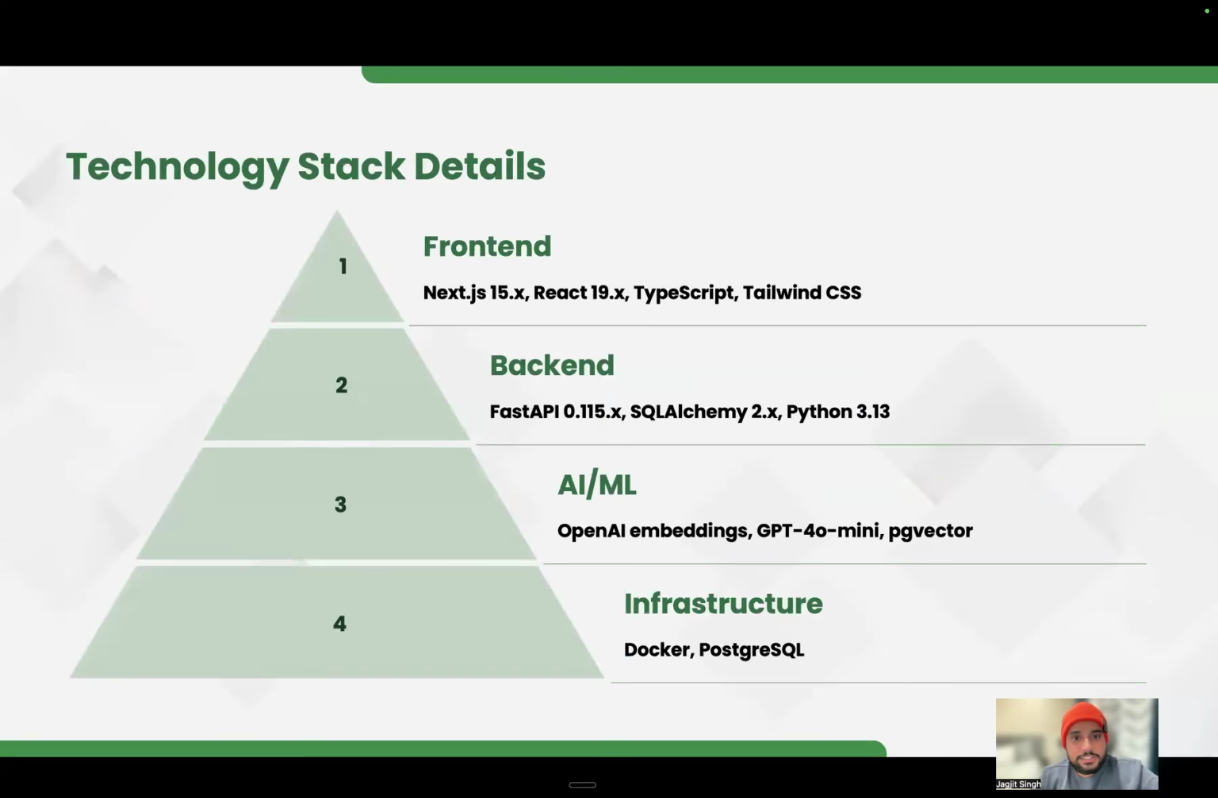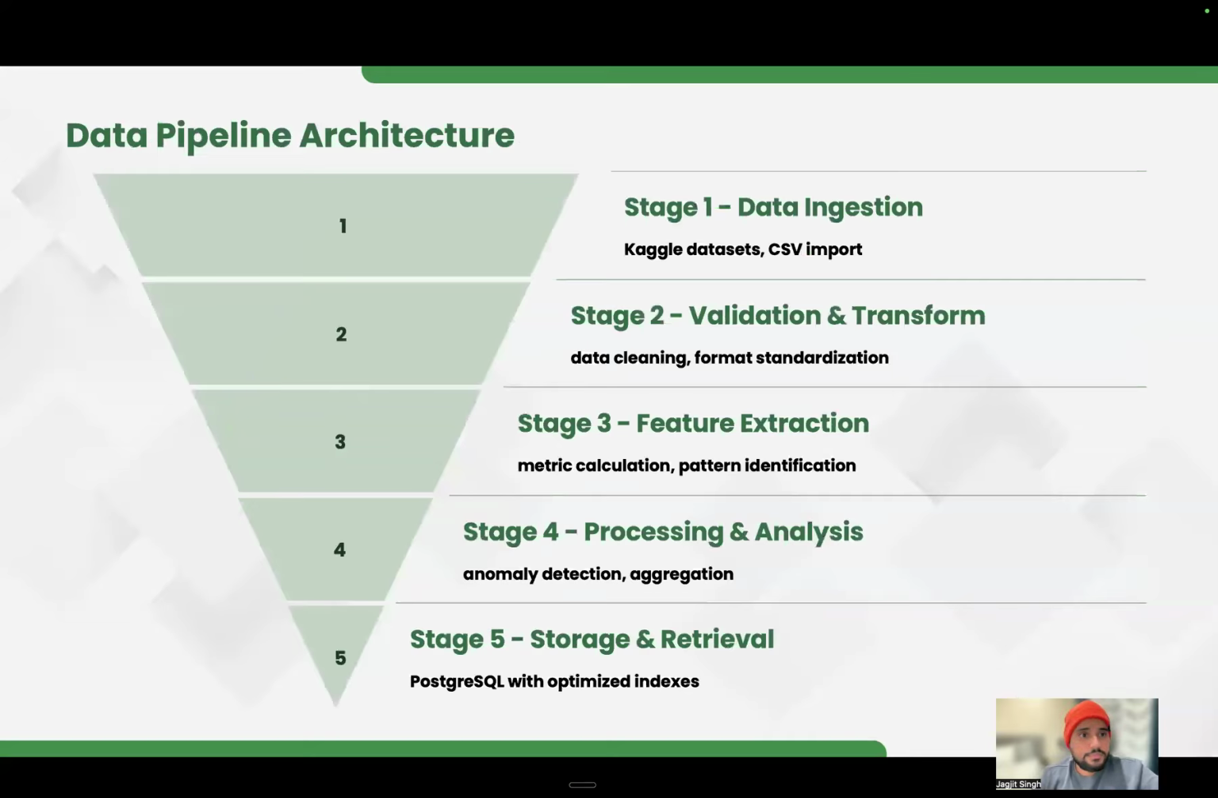This is the technical stack detail. As already discussed, Next.js for the front end and FastAPI for the back end. For AI/ML, we're using OpenAI embeddings to create embeddings for the RAG system, GPT-4 Mini for conversational purposes, and pgvector for storing the embeddings. And finally, for infrastructure, I'm using Docker and PostgreSQL.